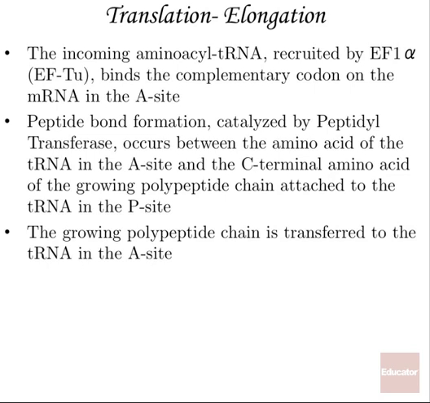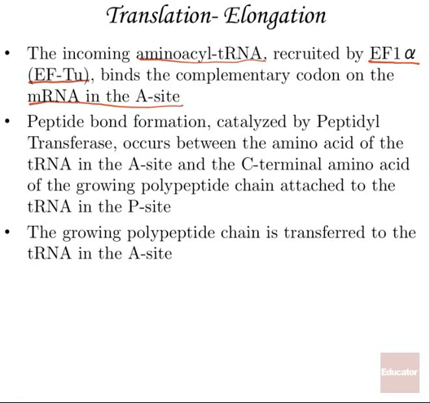So we have our incoming charged aminoacyl tRNA being recruited by, if we're eukaryotes, EF1 alpha, so elongation factor 1 alpha, or for prokaryotes, elongation factor TU. So the incoming charged tRNA binds the complementary codon on the mRNA in the A site. And remember, it's using its anticodon to bind the codon.